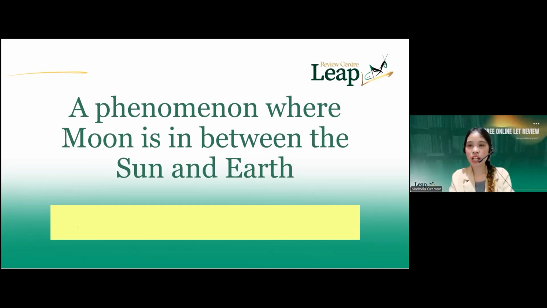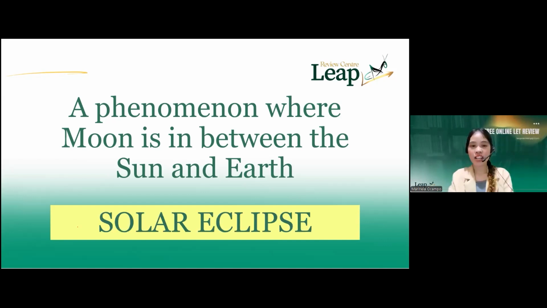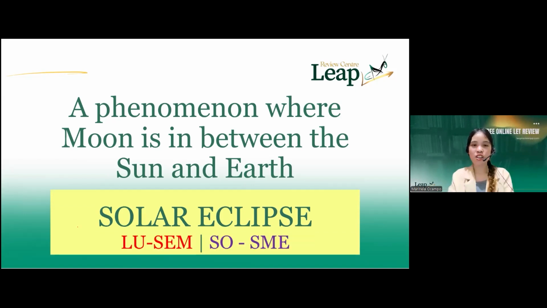So according to Sir Emmanuel, we have lunar. To Sir Marvin and Ma'am Queenie, we have solar. So let's check. If the moon is in between the sun and Earth, it is the solar eclipse. So the solar eclipse, we have in here the positioning of these three heavenly bodies, SME. So for you to not confuse it with the lunar eclipse, just remember the mnemonics LUSEM for lunar eclipse and SOSME for solar eclipse.